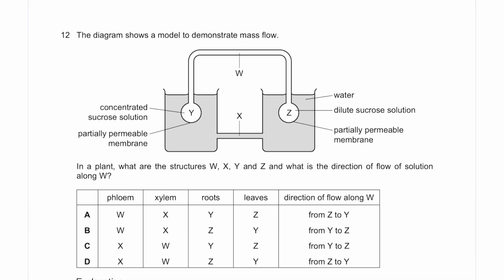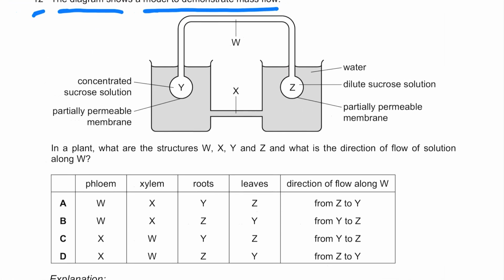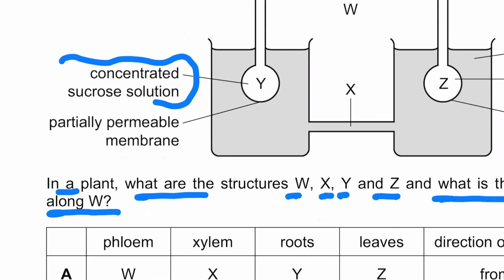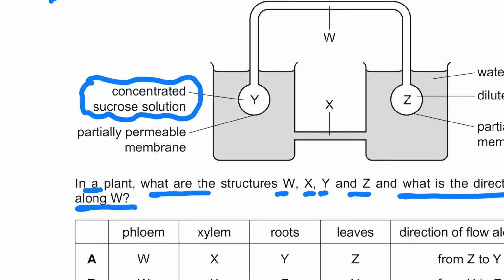Let's move on to MCQ number 12. The diagram shows a model to demonstrate mass flow. Okay, so this is a model which is demonstrating mass flow. In a plant, what are the structures W, X, Y and Z, and what is the direction of the flow of solution along W? Okay, so guys, we can see that Y has a concentrated sucrose solution. It means that Y is a source, right?